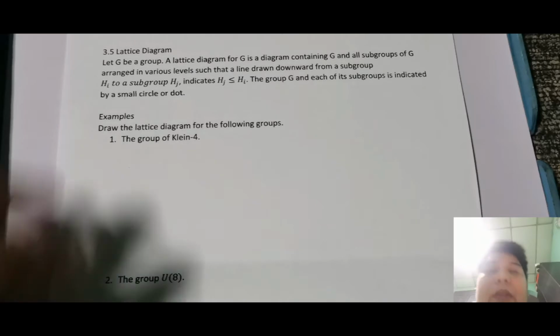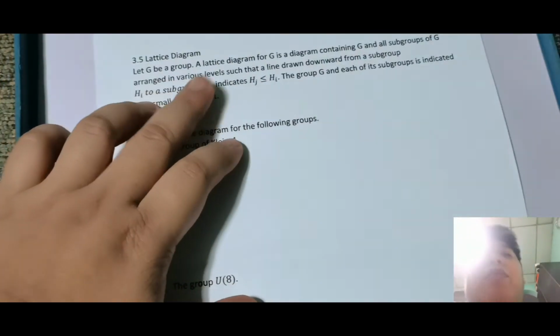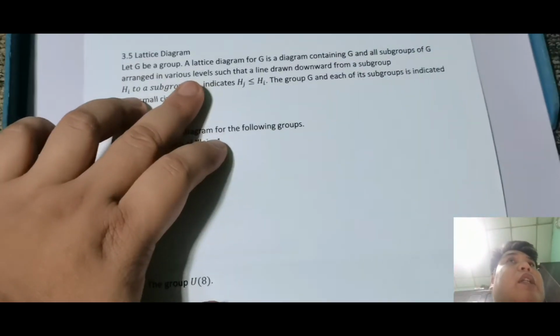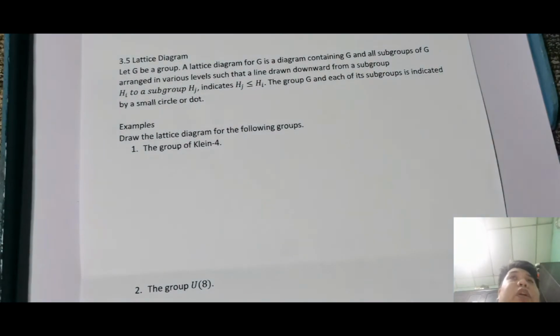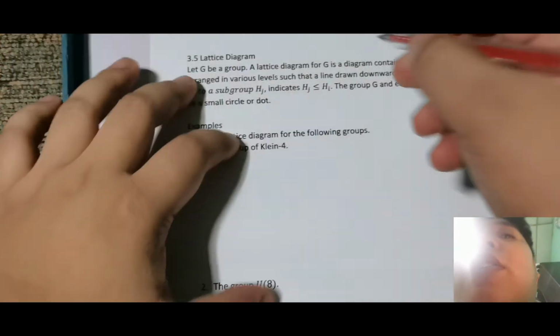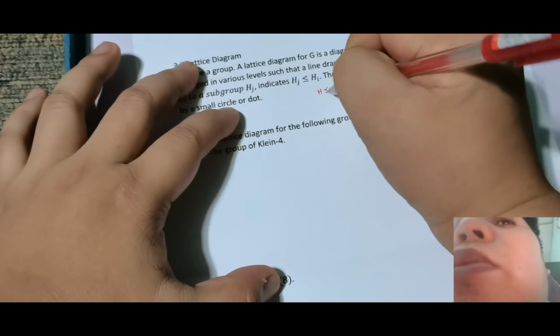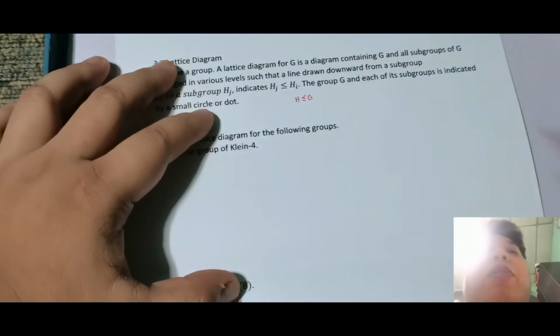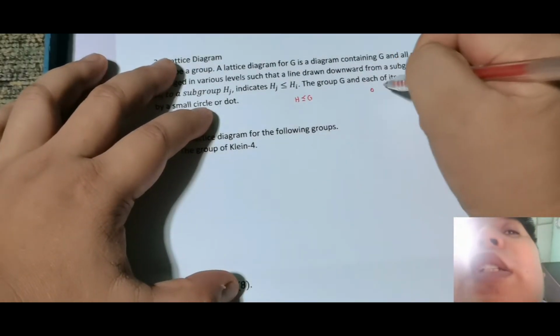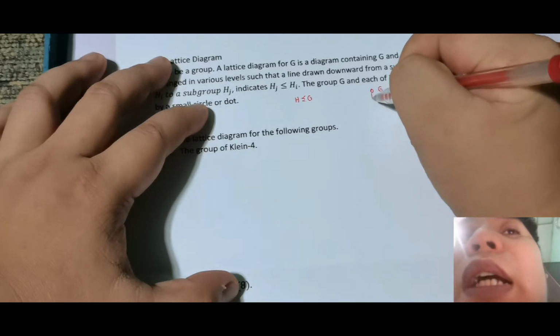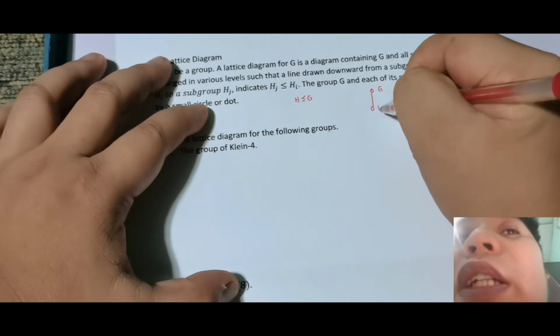Okay, so ganito lang ibig sabihin niya, no? May mga subgroup si G. So gagawa tayo ng lattice diagram out of the subgroups of G, wherein si G yung nasa taas. Then magdo-drow ka ng line. So assuming lang, for example, let H be a subgroup of G. Gagawa ka ng circle, then G, tapos gagawa ka ng line, pupunta diyan, ito si H.